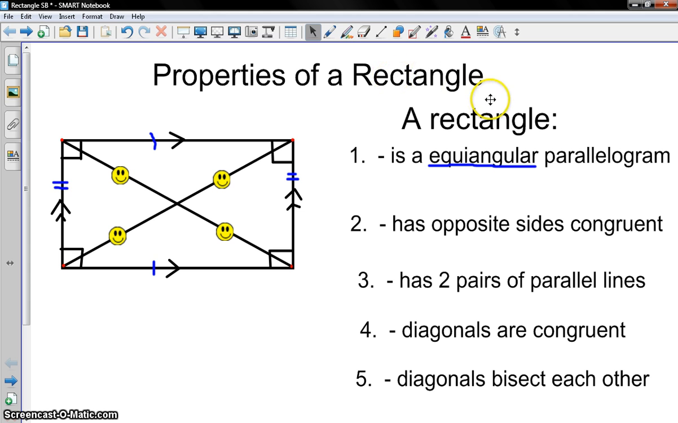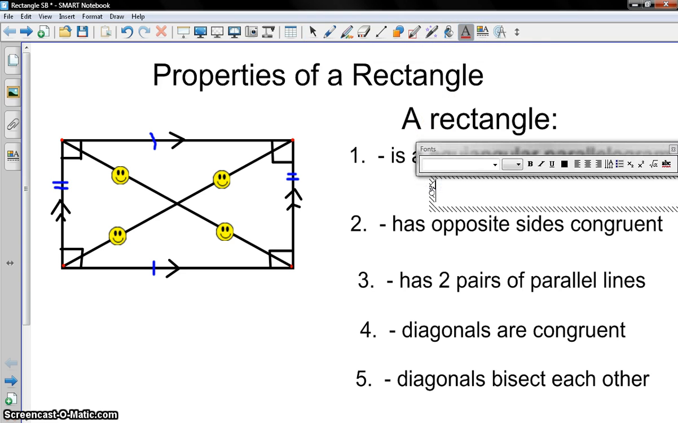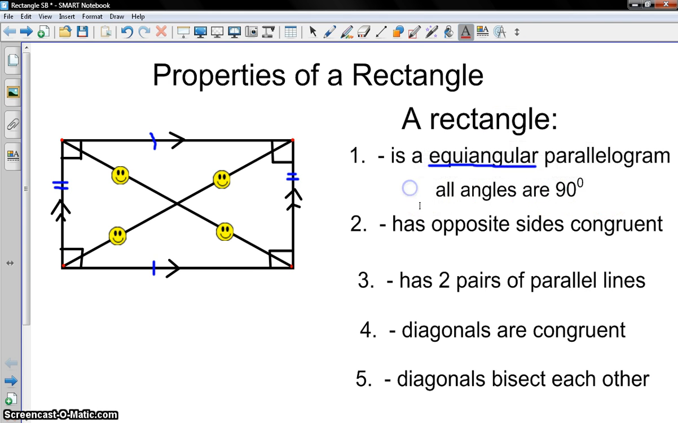Those are the properties of a rectangle, so let's review them. A rectangle is an equiangular parallelogram. Equiangular means all of the angles are 90, so maybe I should really write this over here. All angles are 90 degrees. It has opposite sides congruent, so those two right here and those right here are congruent, and also two pairs of parallel lines. Diagonals are congruent, and they also bisect each other. All right, that was it.